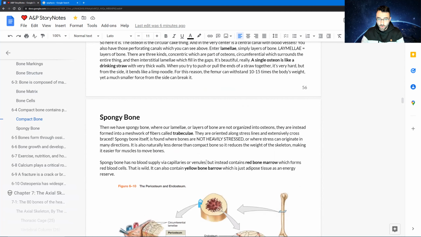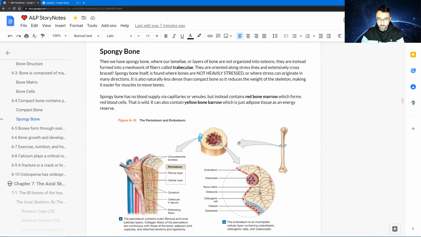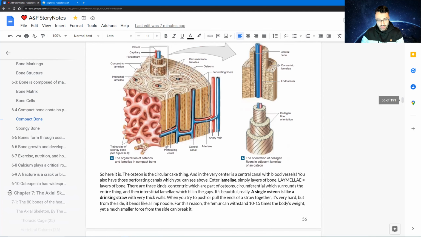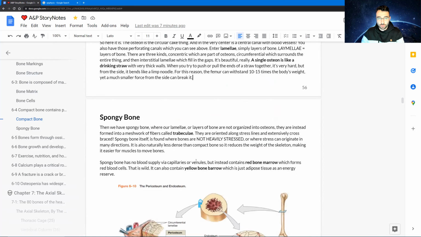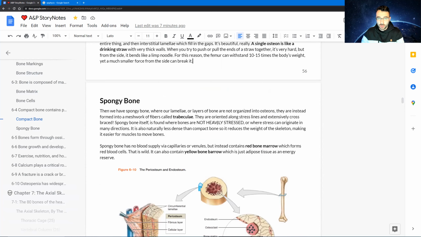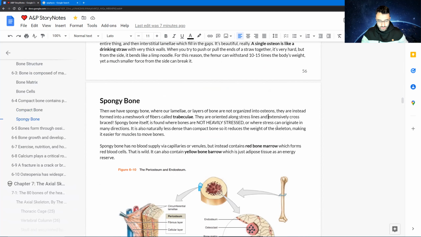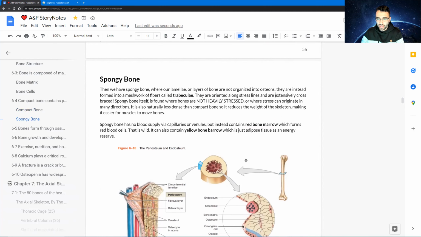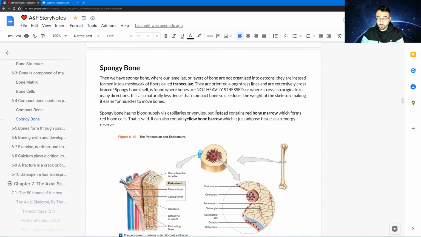So when we have spongy bone, where our lamellae or layers of bone are not organized into osteons, so that is this, they are instead formed into a meshwork of fibers called trabeculae. So that's what this is. They are oriented along stress lines and are extensively cross-braced. Spongy bone itself is found where bones are not heavily stressed, or where stress can originate in many directions. It is also naturally less dense than compact bone, so it reduces the weight of the skeleton, making it easier for muscles to move bones.